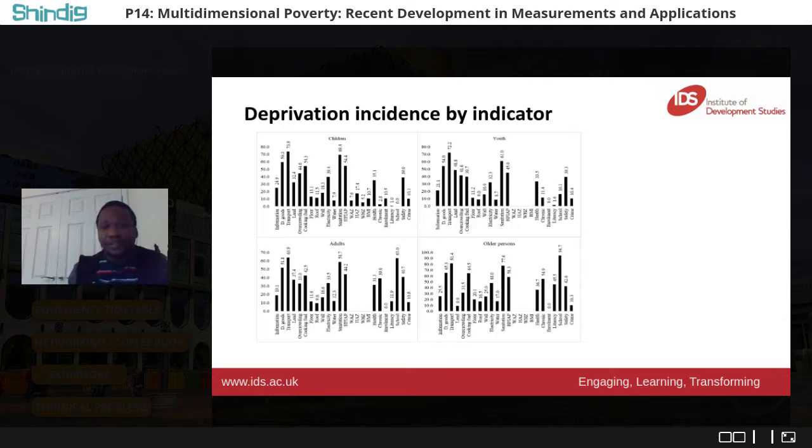In terms of deprivation incidences, I've divided the population into 4 groups: children, youth, adults, and older persons. This was influenced by the different policies that we have in Botswana. For example, children is 0 to 17 years, so I followed the national policies that we have. Looking at the results, you can see that older persons experienced higher deprivations compared to other age groups. Next slide.